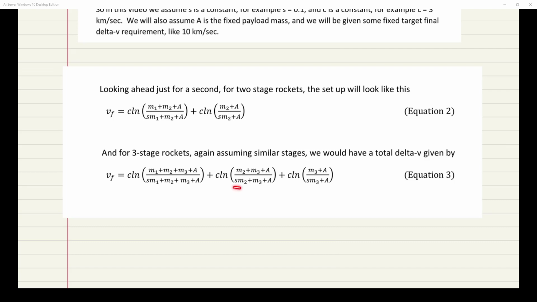So you'll have some fraction of the stage 2 mass remaining, but you still have stage 3 and the payload as the mass of the entire rocket. Then finally, in the third stage, as the third stage initiates its burn, its total mass is stage 3 and the payload. And then after stage 3 burns, you'll have some fraction of the initial mass remaining and the payload remaining.